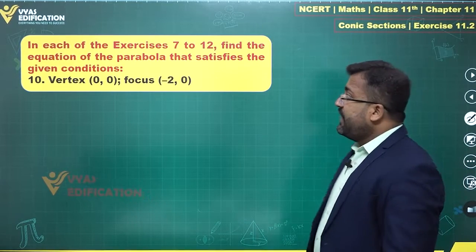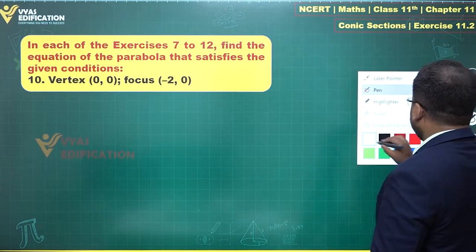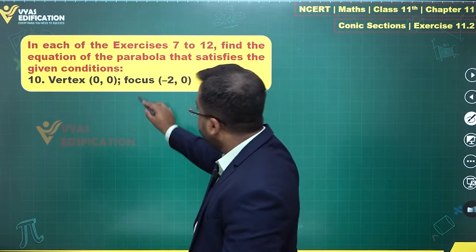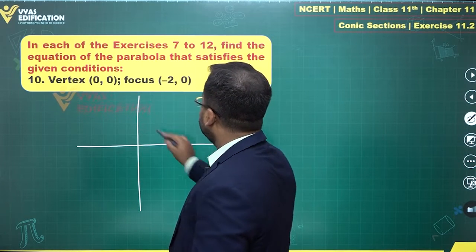The 10th question says we have vertex at 0, 0 and focus at -2, 0. So we have vertex at 0, 0.